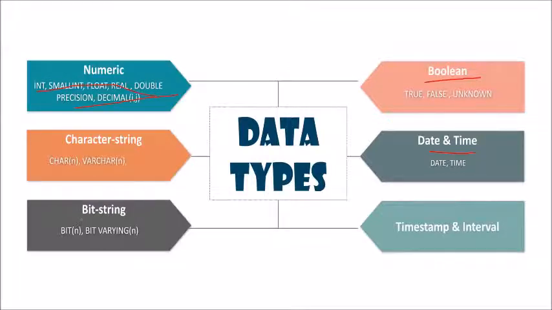Bit string data type, it is a sequence of bits which is used to manipulate binary data. This is not in your syllabus. And then comes timestamp and interval. Timestamp consists of basically a date and time with an optional time zone. When we want to use different time zones, we use timestamp. And interval, we use for various temporal functions such as date add, date subtract. These are also not in your syllabus. Just for your knowledge, I'm telling you these two things.